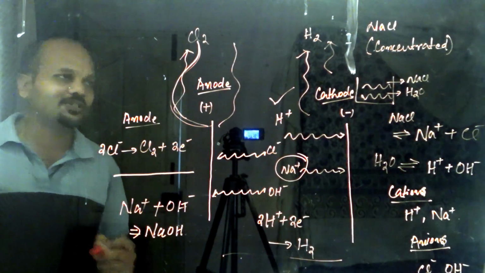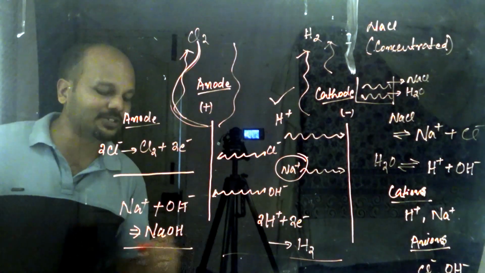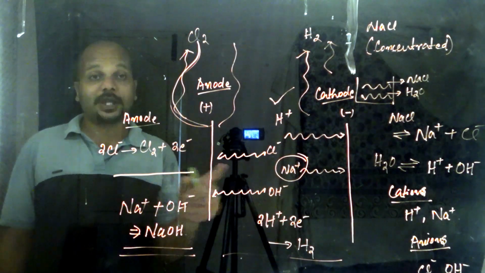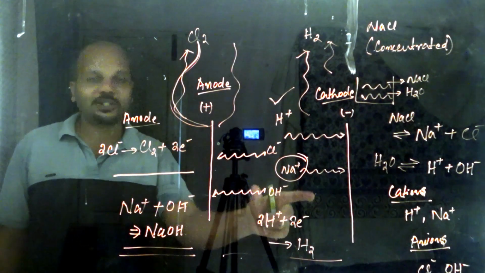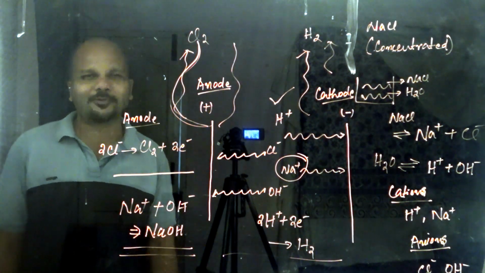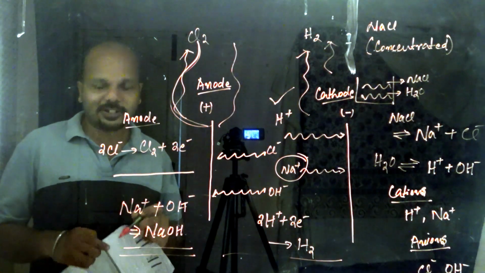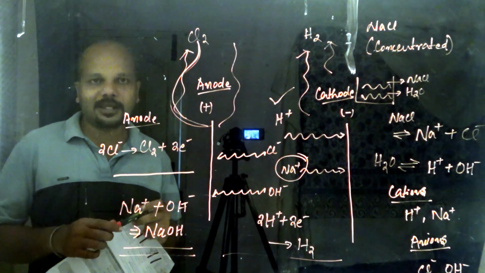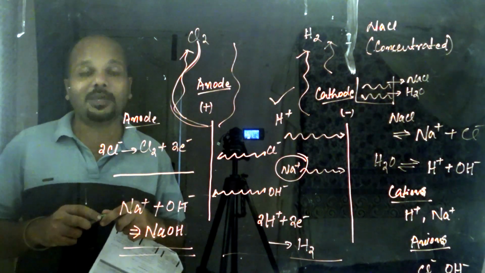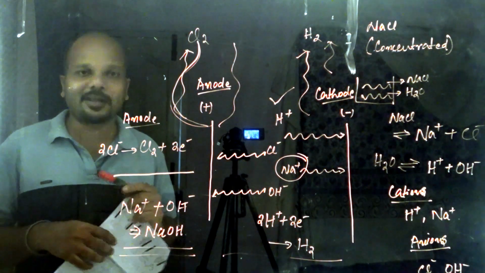So this is what is going to happen. The solution is going to remain very alkaline. You know very well about sodium hydroxide. It is a translucent solid, one of the very good alkalis, caustic soda, which we use commonly for making soaps and other commodities.